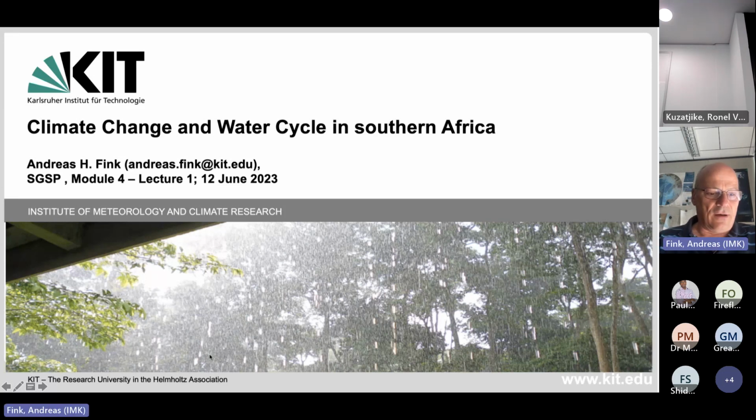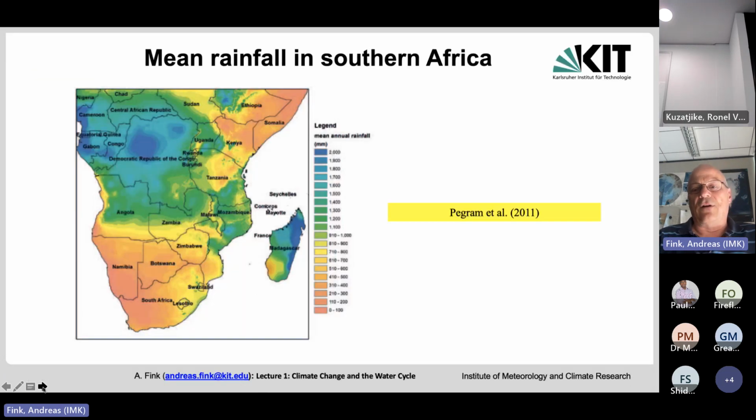So I start with a map, mean rainfall in Southern Africa. Of course, for rain-fed agriculture, rainfall is very important. And I hope you can see my cursor. I make a laser pointer here.